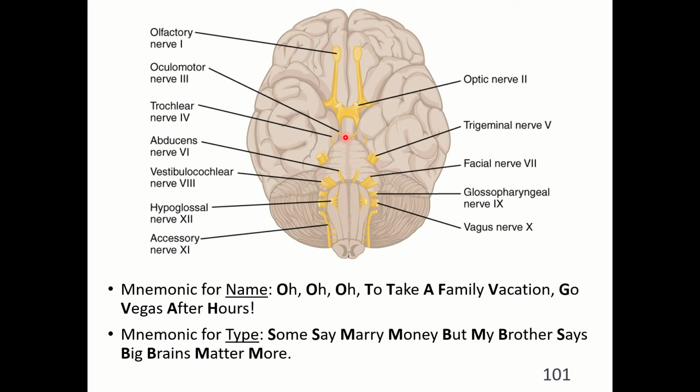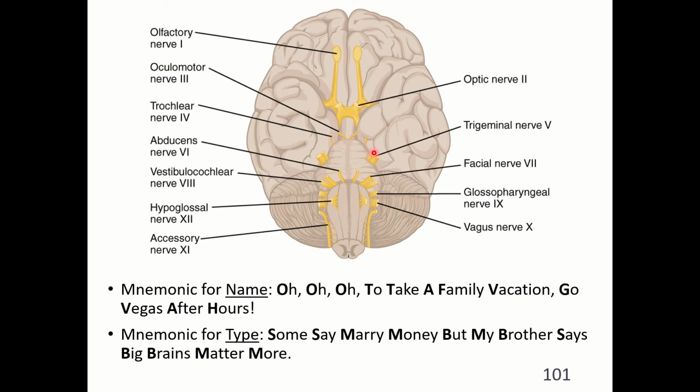Then we proceed to take a family vacation. So that's cranial nerves number 4, 5, 6, 7, and 8. Cranial nerve number 4 is the first T, and it's trochlear. It is going to help move your eye inferolaterally, so basically to look over your shoulder. So that's the trochlear.